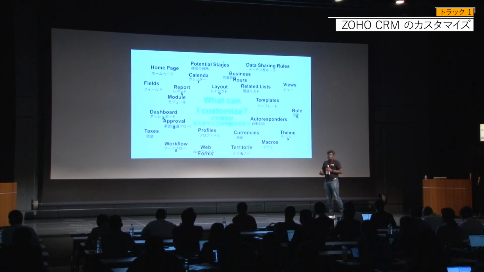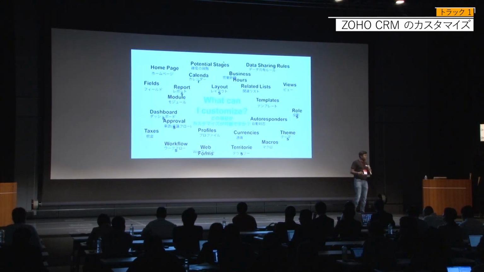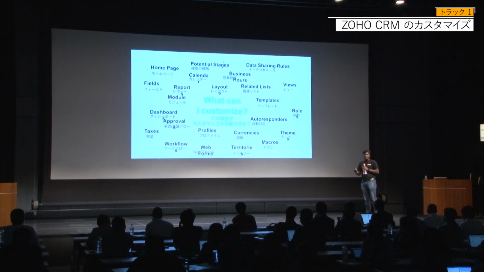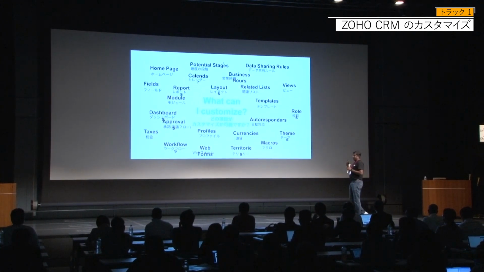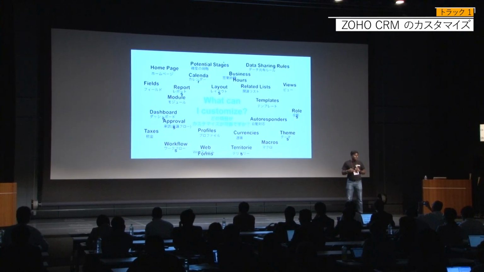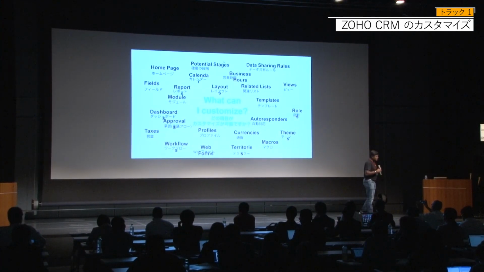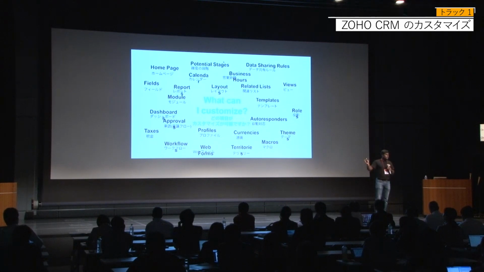So what can you customize in Zoho CRM? Now you can see here there are a lot of things that you can customize. So it is the job of the administrator. You could have just one single administrator in your company, or you could have multiple administrators within your organization. The administrator's job is to identify what you need to customize, and then pick and choose which ones you want to customize within the account.